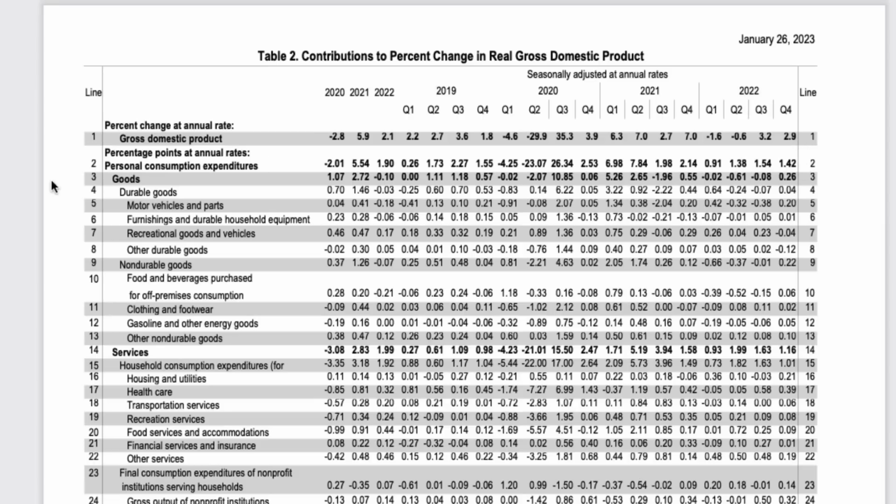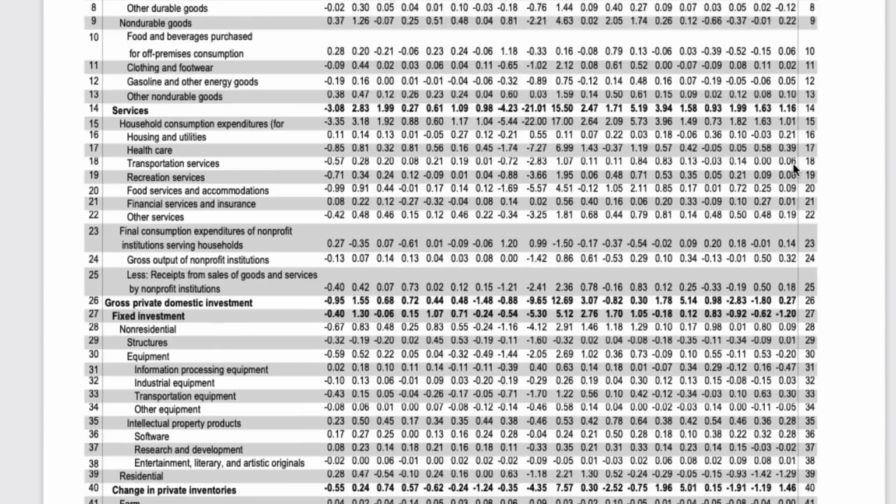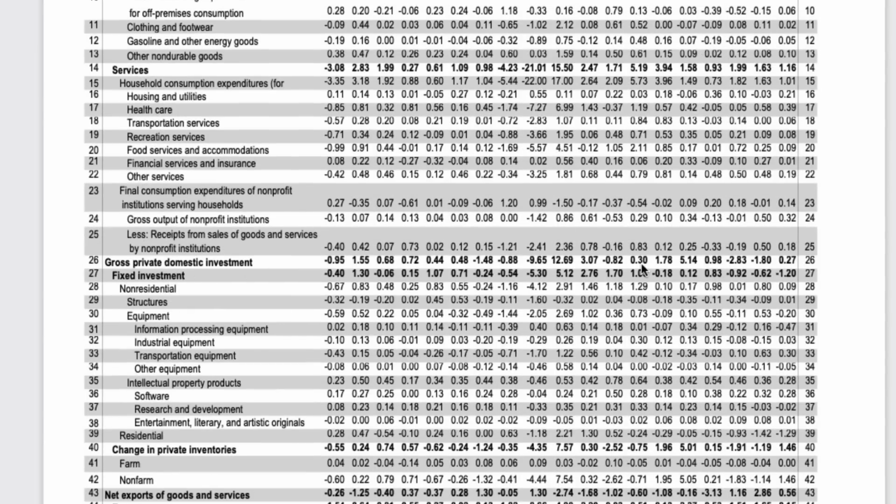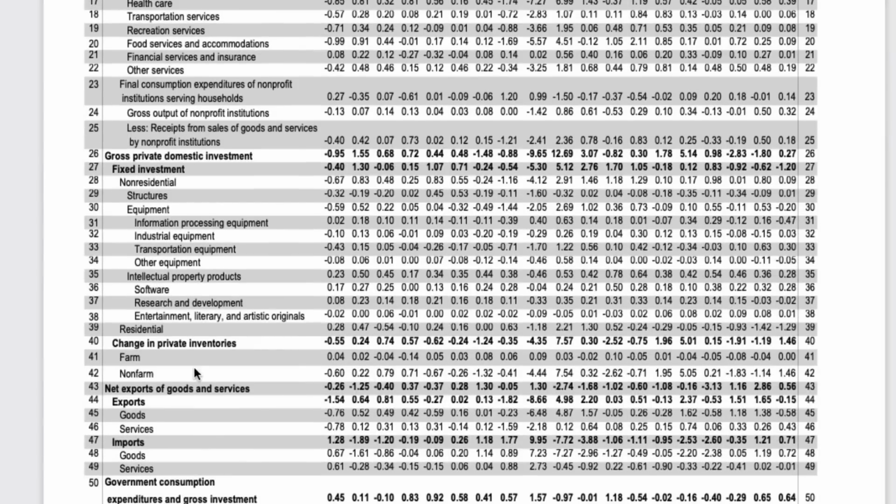This 1.42 breaks down into goods. You see the bold line for goods, and down here for services. So goods is 0.26, services is 1.16. If you add the 1.16 and the 0.26, you get to 1.42. There's consumption. The next line here is gross private domestic investment, 0.27. We can see that it's made up of fixed investment of negative 1.2, and there's change in private inventories of 1.46. So if you add those two together, you'll get to 0.27.